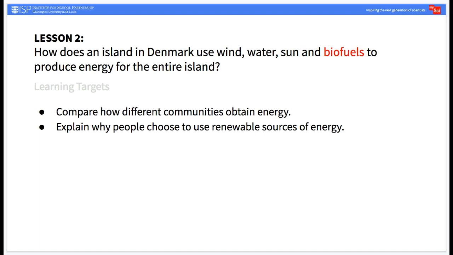By the end of this lesson, students will have compared how different communities obtain energy and explained why people choose to use renewable sources of energy.